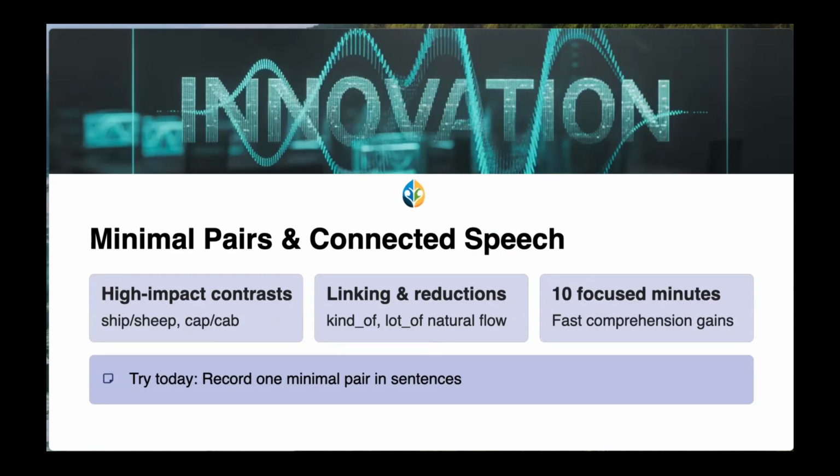So try it today. Record one minimal pair in sentences, right? Ship, sheep, cap, cab. You just use the ones that are here. Kind of, right? A kind of cab, a lot of sheep, etc. Right? So play with it and practice it.